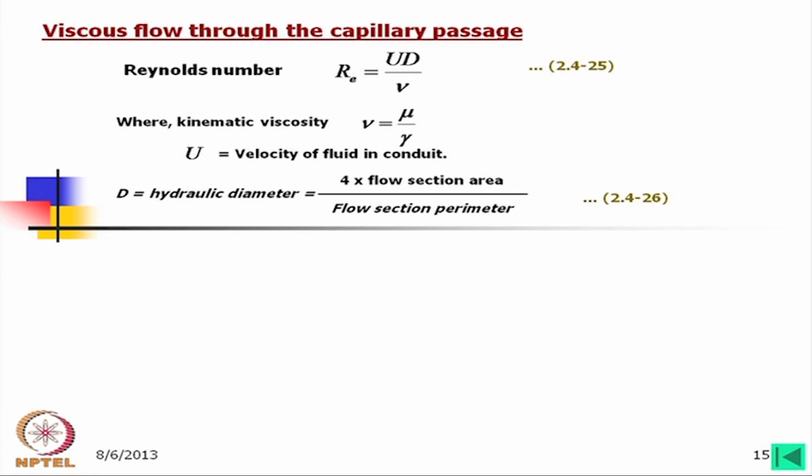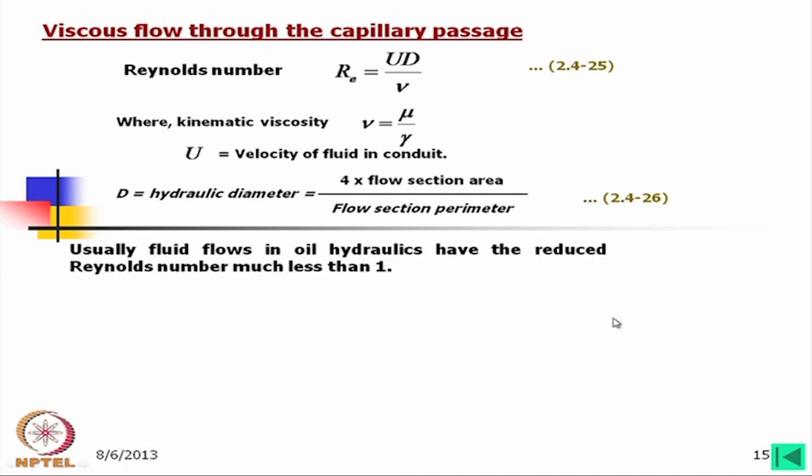Let us consider it is a circular one. Then we take 4 into pi r square divided by 2 pi r. So, this becomes 2 r, that is equal to d. So, this is the hydraulic diameter.